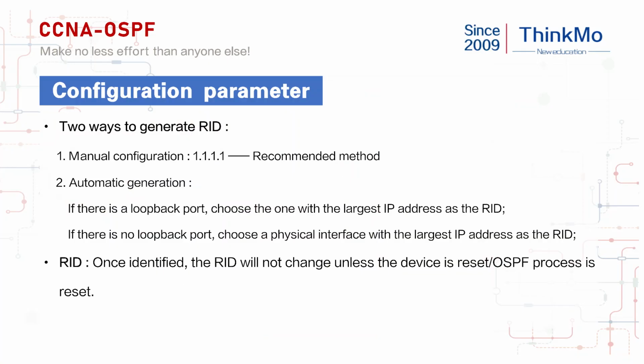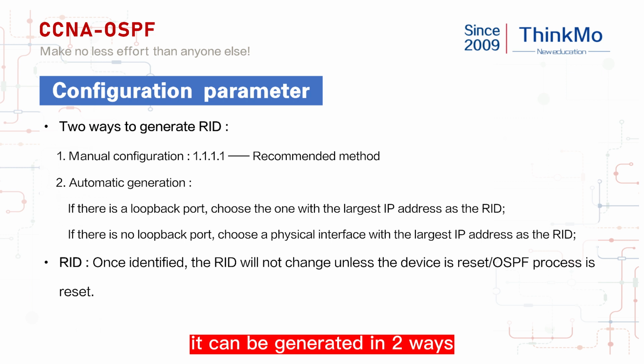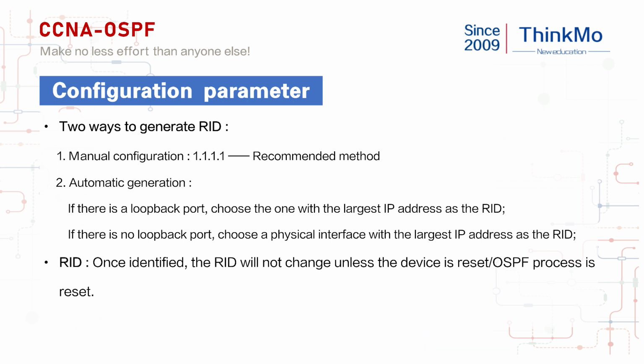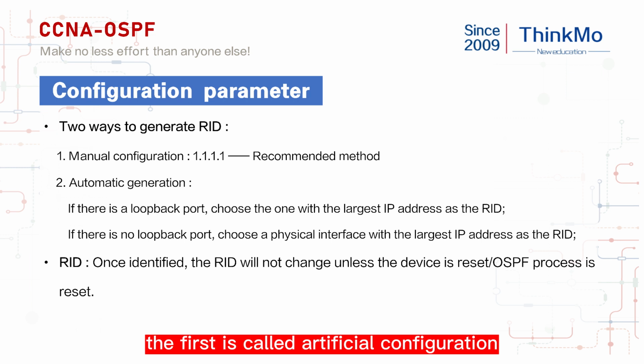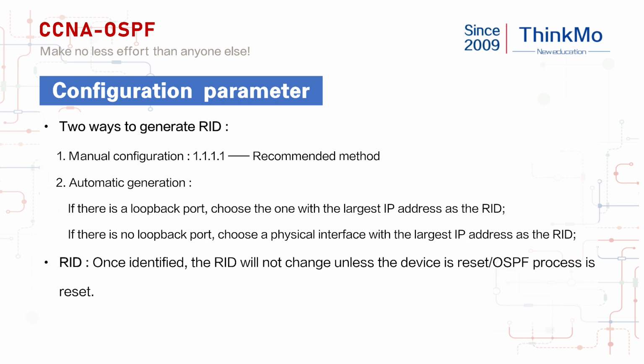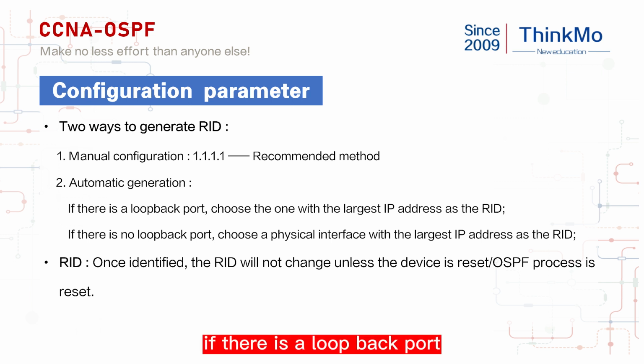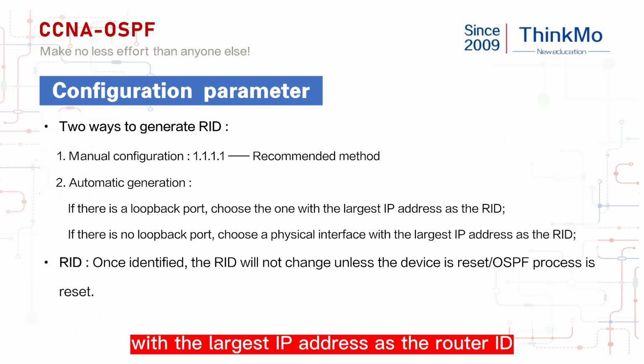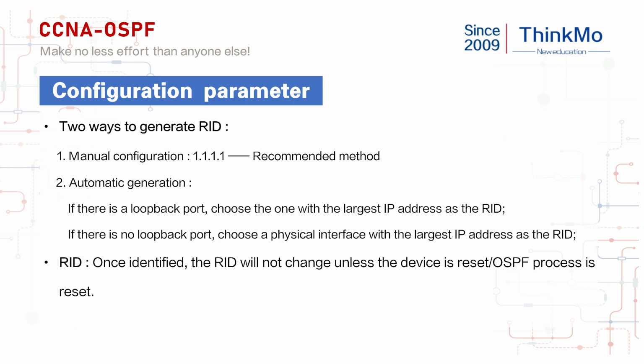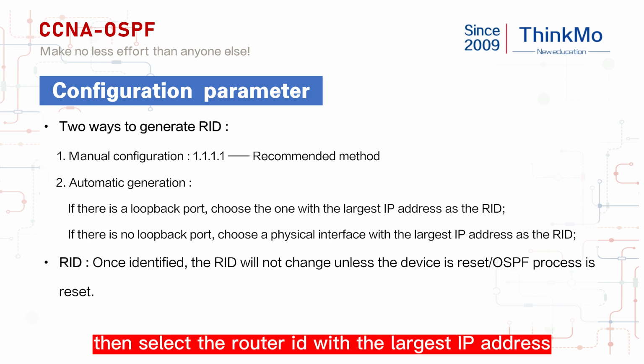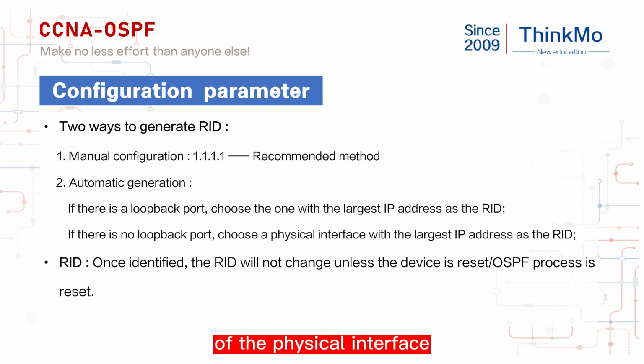For router ID, it can be generated in two ways. The first is called manual configuration. You can manually configure the router ID. We usually recommend this way, because you can manage it yourself. It doesn't matter if you don't configure it. On Cisco it can be automatically generated. If there is a loopback port, then select the one with the largest IP address as the router ID. If there is no loopback port, then select the largest IP address of the physical interfaces as the router ID.